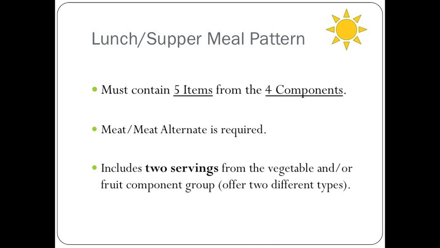The meal pattern for lunch and supper must contain 5 items from the 4 components. Keep in mind that, unlike breakfast, the meat alternate component must be offered at lunch and supper, and 2 kinds of vegetables and/or fruit must be offered, giving you the 5 items needed.